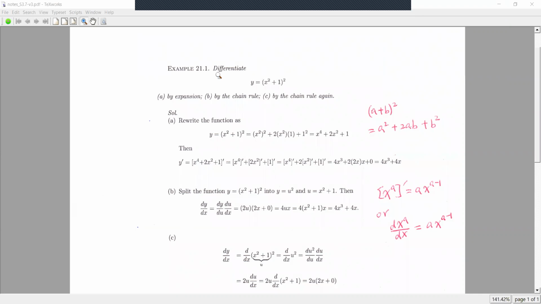Example 1. Differentiate this function by expansion. B, by the chain rule. C, by the chain rule again.